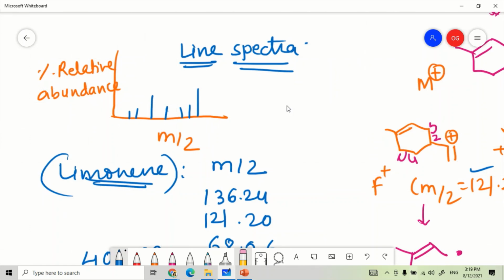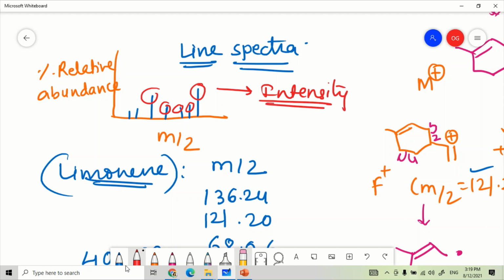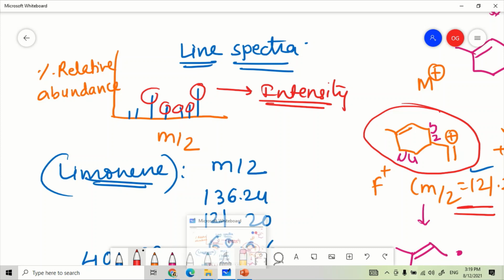Yes, the last point is, you may ask, what about the height of all these peaks? Some are shorter, some are longer. This height, that is the intensity of the peak, decides how many such ions are formed in the particular fragmentation process. If more of these fragment ions are formed, then definitely I'll get a sharper peak at 121, because the molecular ion, 136.24, is continuously breaking down to form all these fragments.